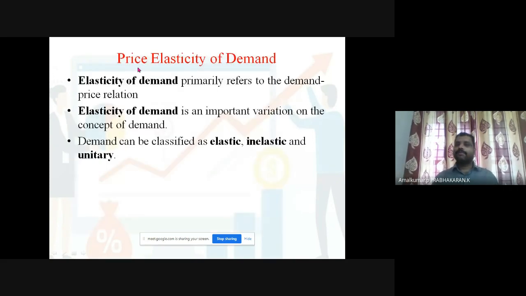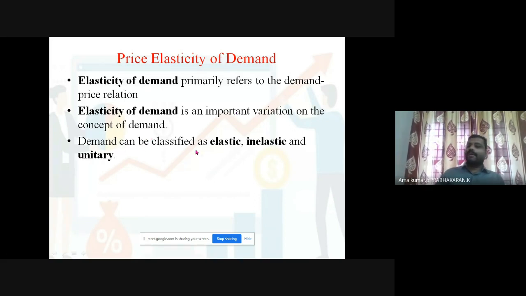Then we are going to the price elasticity of demand. The elasticity of demand primarily refers to the demand-price relationship. The elasticity of demand says that there are changes in demand due to changes in price, and elasticity of demand is an important variation of the concept of demand.